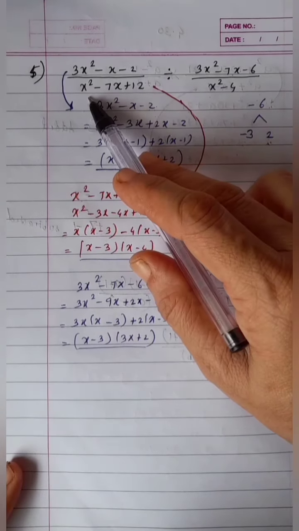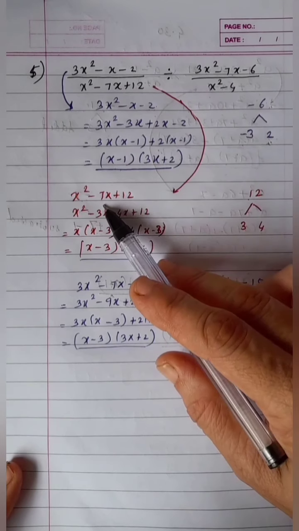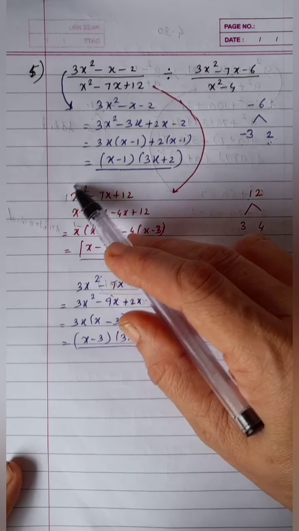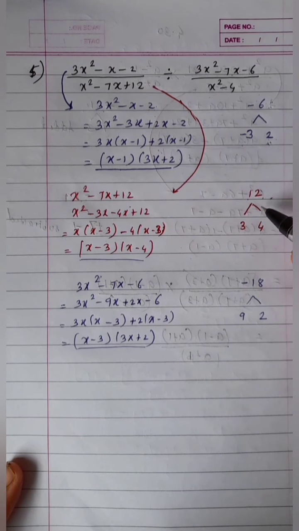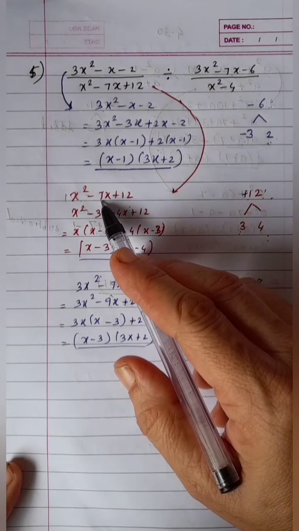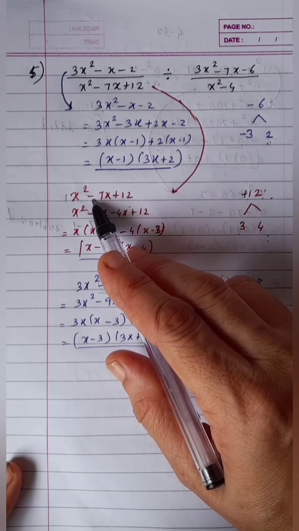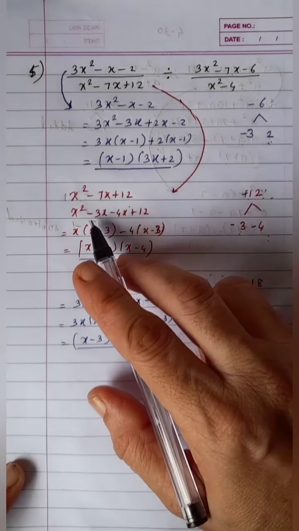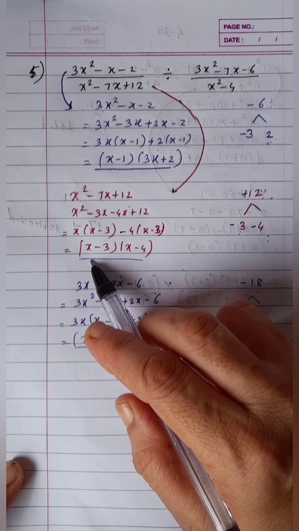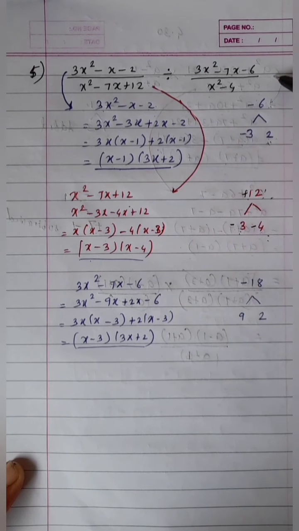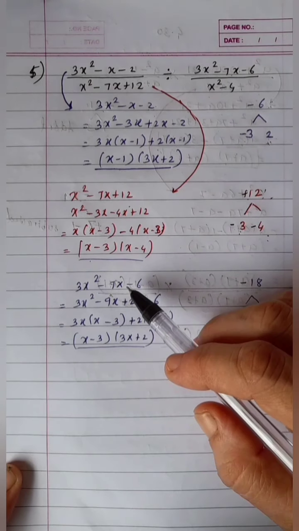The second algebraic expression, x square minus 7x plus 12. When we find the factors here, the coefficient of the first term is 1. So 1 into 12 will be 12. The factors are 3 and 4. Since the product is positive, we add the factors, 3 plus 4, the answer is 7. Since the middle term is minus, we put a negative sign for both the factors. So we have minus 3 and minus 4, which we further simplify to get the factors as x minus 3, x minus 4. Then we'll see another algebraic expression, 3x square minus 7x minus 6.